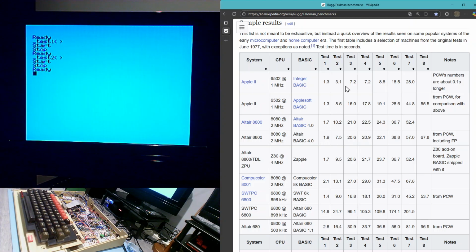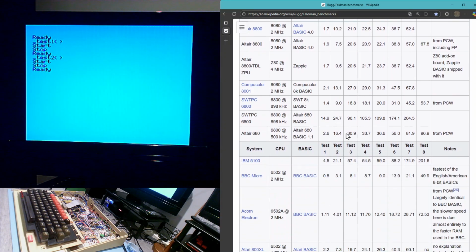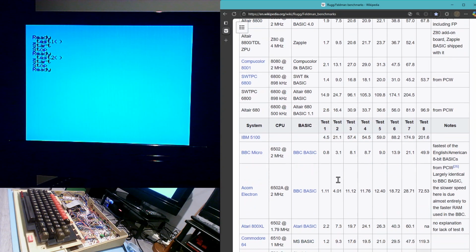So if I look at 0.4 seconds versus 3.1 for Apple Integer Basic, it's not 10 times faster this time, but it's still a good 8 times faster, 7 times faster. Compared to the BBC, it's about similarly about 8 times faster.